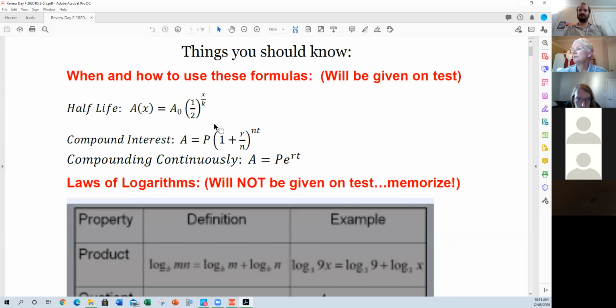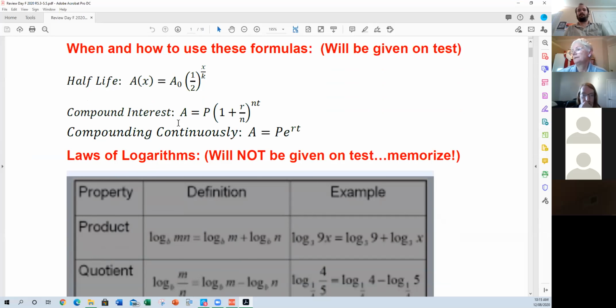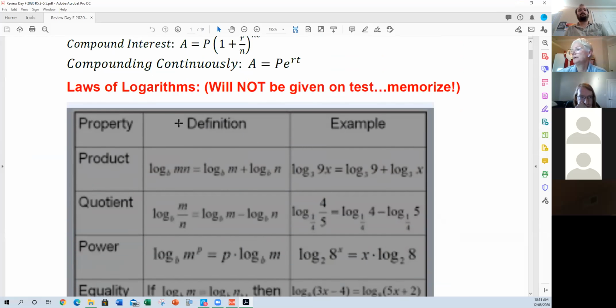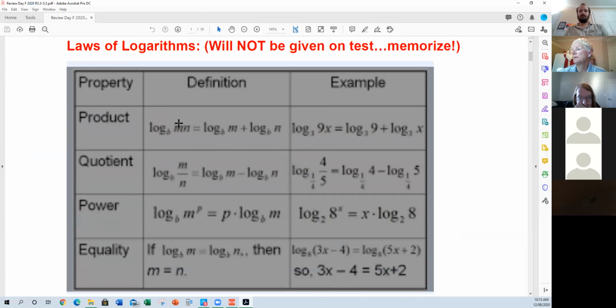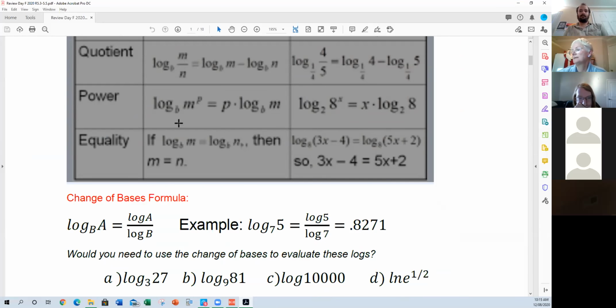These are what you should know, where and how to use these formulas. Actually, I'll give you the half-life formula in the problem. It'll be set up like the one that you saw that involved the Mountain Dew. You do need to know all of these properties. They will not be given to you on the test.